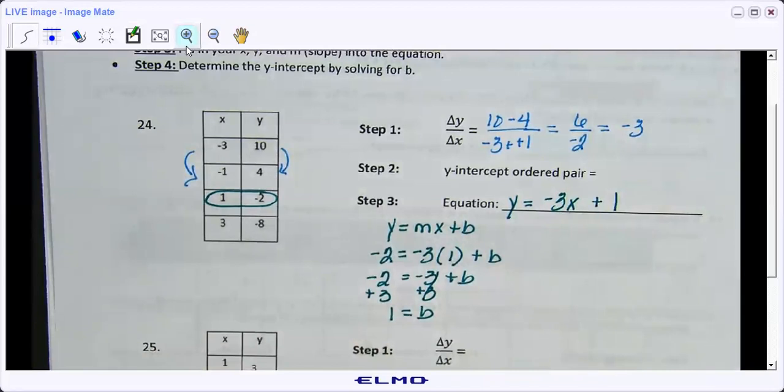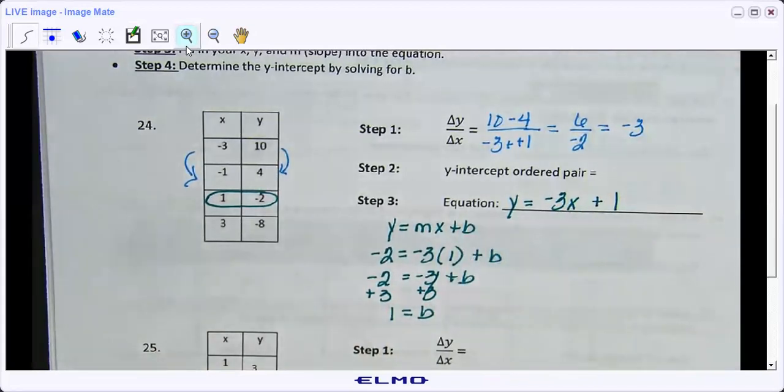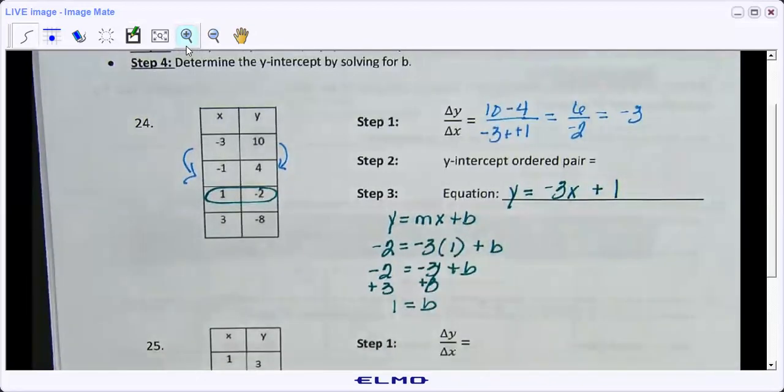Okay? So all we're doing is taking our slope-intercept equation and plugging in all the information we know. That means we're plugging in an ordered pair for x and y and our slope, and we're solving for b.